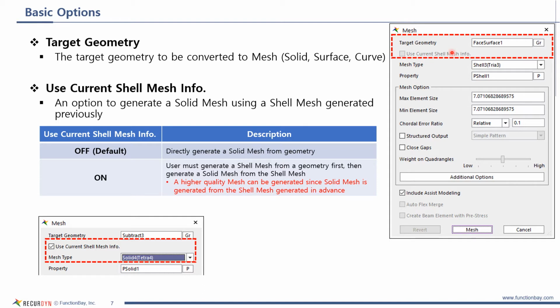The next option is Use Current Shell Mesh Info. This option is only enabled when the target geometry is already meshed as a shell mesh, and it can only be used if the mesh type is a solid element type. In other words, if a solid geometry is selected and shell mesh is created, then the option Use Current Shell Mesh Info is activated. I said before that when creating a solid mesh, a shell mesh is created internally in RecurDyn first. This option is used when you want to create solid mesh using shell mesh that you created explicitly. It means you can create higher quality solid mesh if you can create a higher quality shell mesh first. So, this option is somewhat like a manual mesh option.